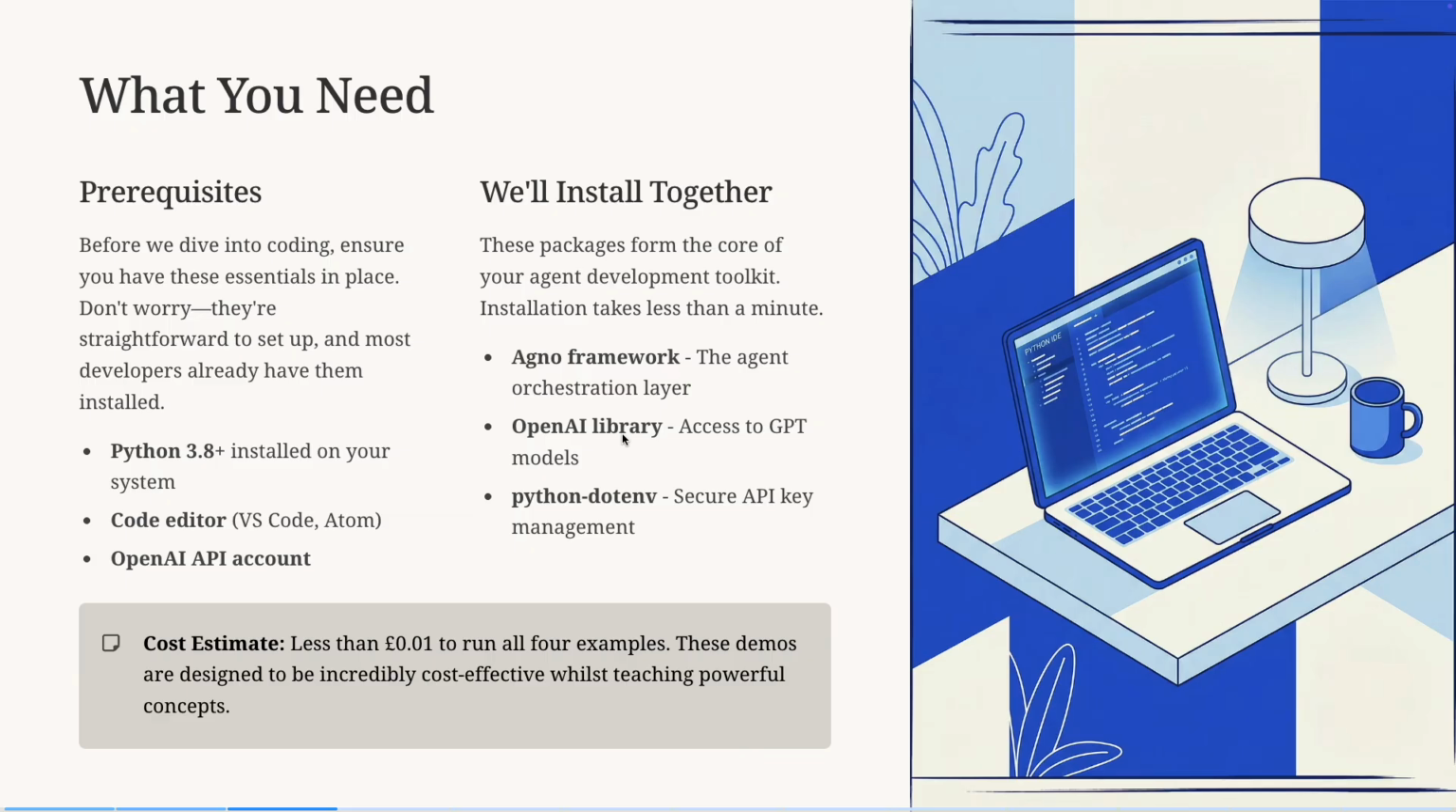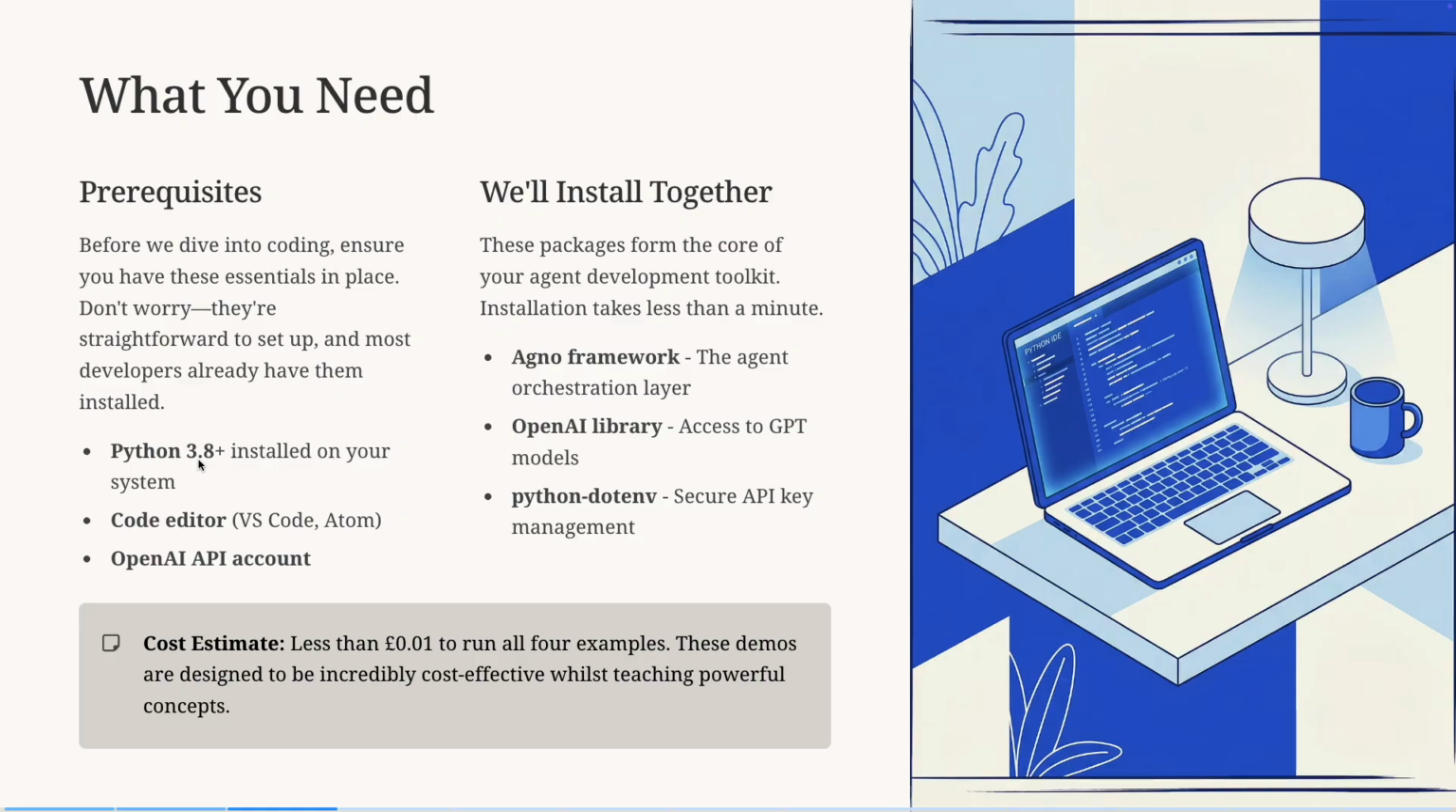All right, before we start coding, let's make sure you have everything you need. First, you need Python 3.4 or higher installed. Most of you probably already have this, but if not, just go to python.org and download it. Second, a code editor. I'm using Atom today. It's free, it's powerful, and I highly recommend it.